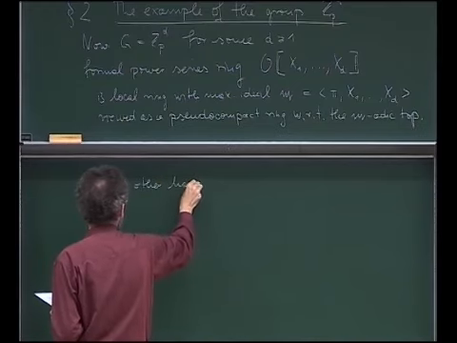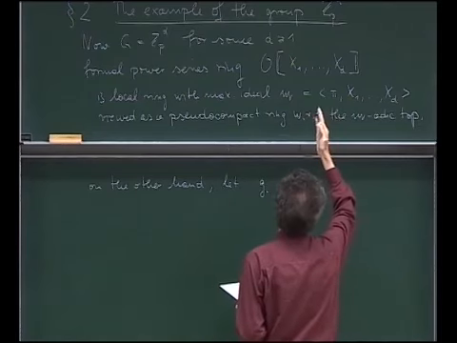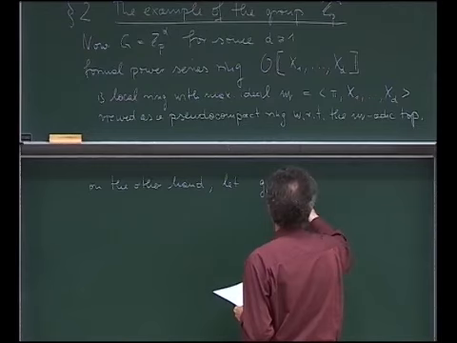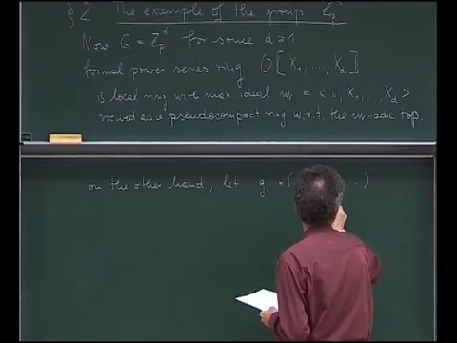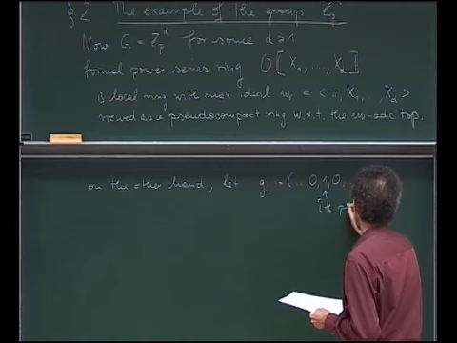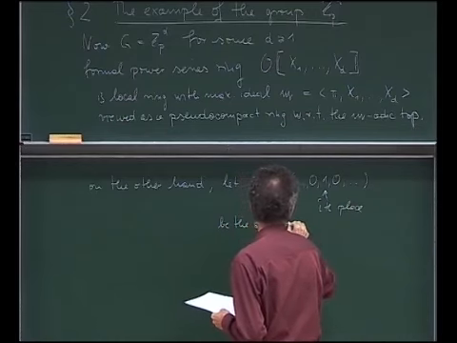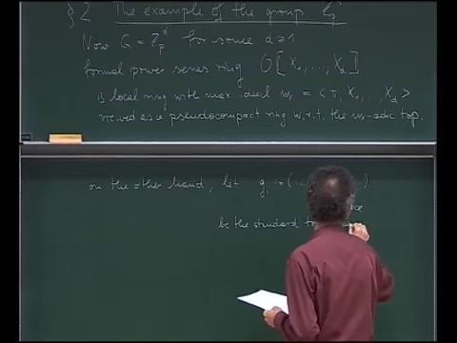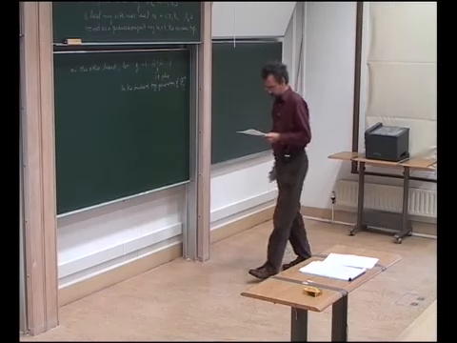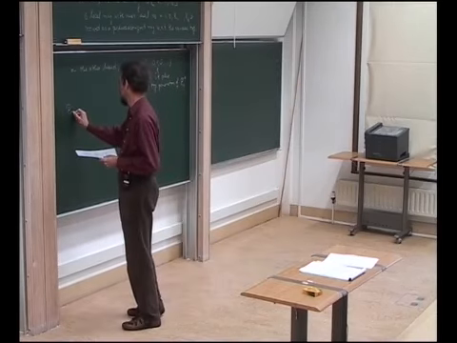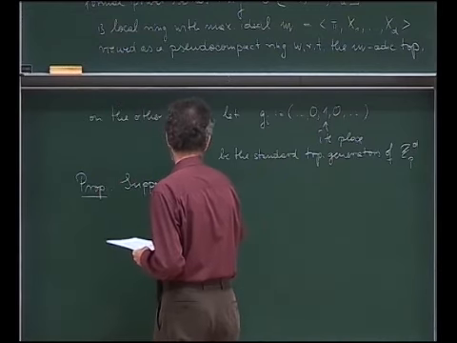On the other hand, let me denote by gi, in this group, the standard generator. So gi is the element which has a 1 on the ith place, the standard topological generators of Z_p to the d. Okay, and then we have the following proposition.